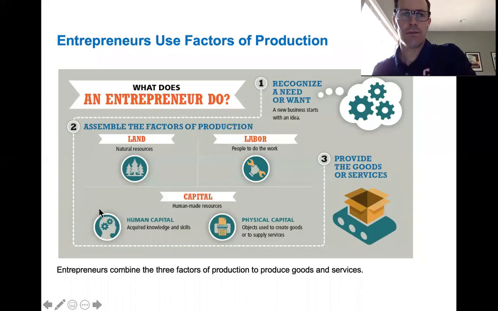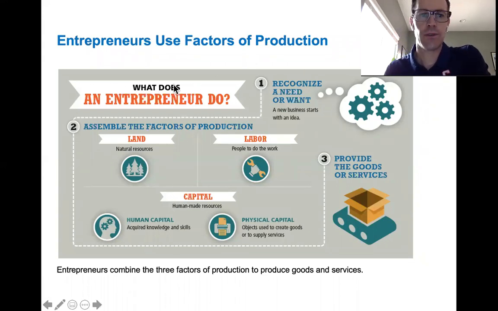All right, now here are the factors of production, okay? So here, what does an entrepreneur do? Recognizes a need or a want. Elon Musk realized people needed a secure way to purchase things, either with eBay or other online commerce. And so he came up with PayPal, which was a secure way of exchanging goods for money. All right, so he recognized that need. So he got together land, labor, capital.